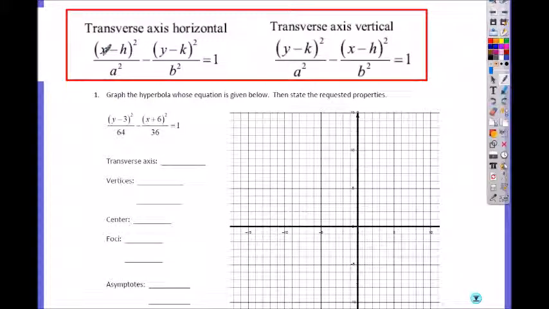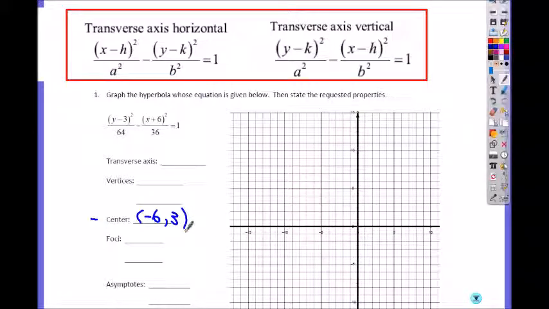Graph the hyperbola whose equation is given below. Then state the requested properties. So first thing I'll do is find the center, right? As you can see, x minus negative 6, that's your h. So your center is negative 6, comma, y is minus 3, so k is 3.